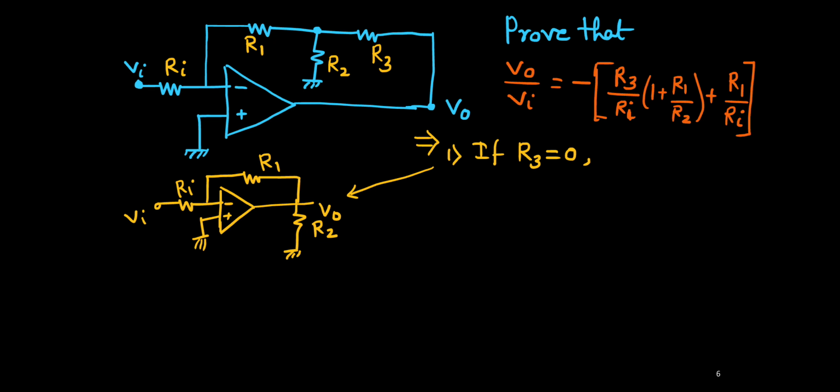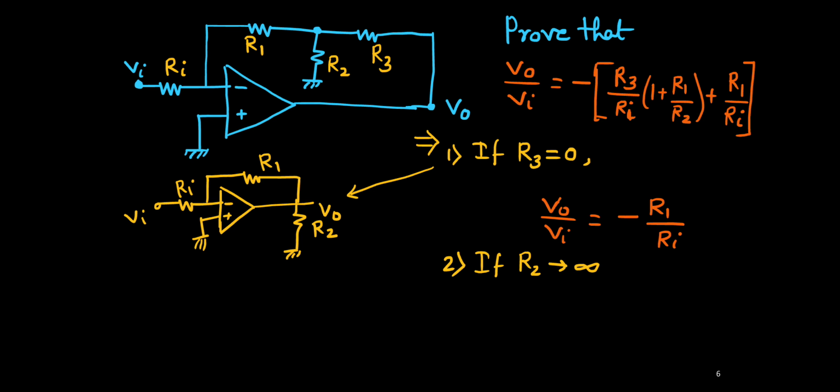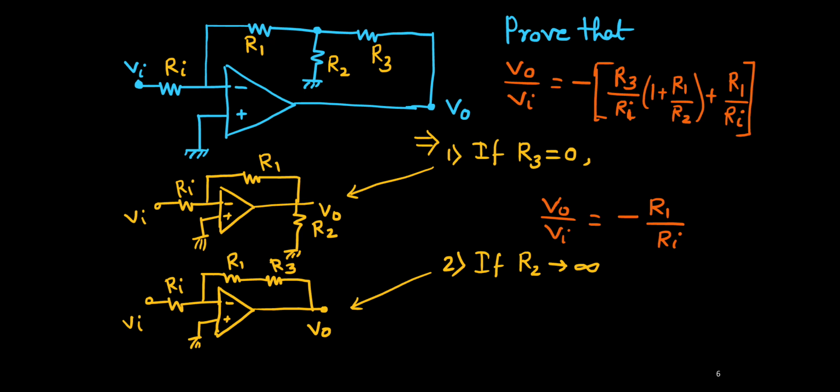So the feedback resistance is R1. What is the gain for this one? The gain is V naught by Vi equals minus R1 upon Ri. And you can look here, if R3 is 0, this part vanishes, and you will get minus R1 upon Ri. It makes sense, right? Again, if I consider R2 tends to infinity, you see R2 infinity means open circuit. Then what is the circuit? The reduced circuit is this one.